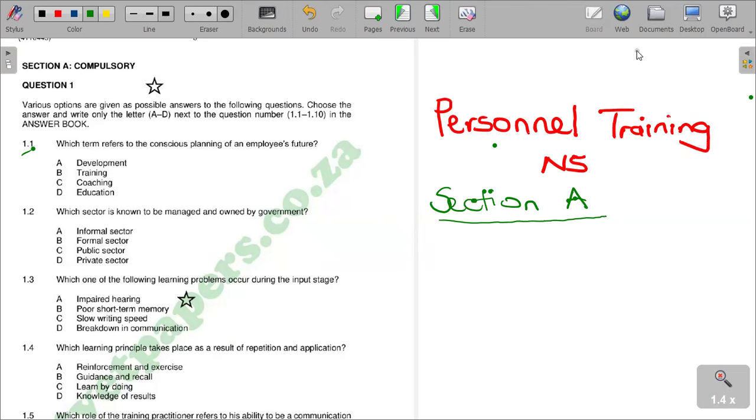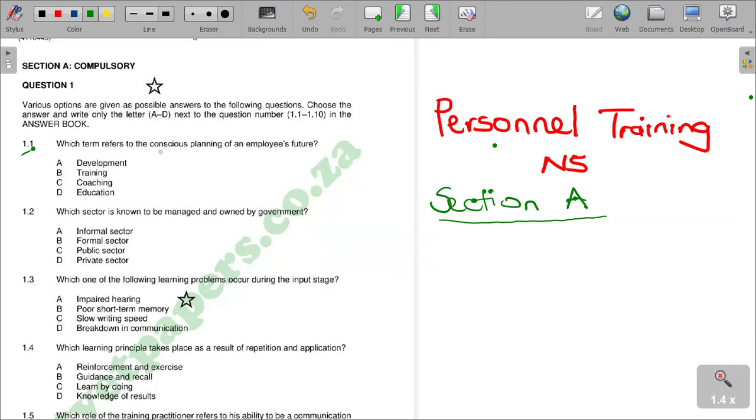Personal training N5. Right. So let's go to question 1. Let's read together. Various options are given as possible answers to the following questions. Choose the answer and write only the letter A to D next to the question number 1.1 to 1.10 in the answer box. Right. So let's go to question 1.1.